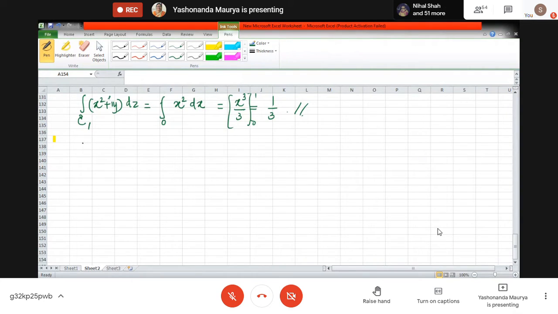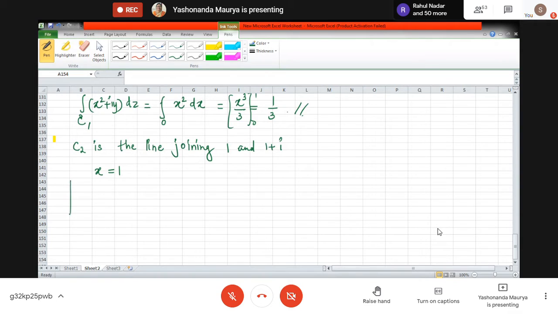We are considering P2. P2 is the line joining 1 and 1 plus i. So what is the equation? It's the line parallel to the x axis, sorry, y axis. Who will tell me the equation? This is x equal to 1.